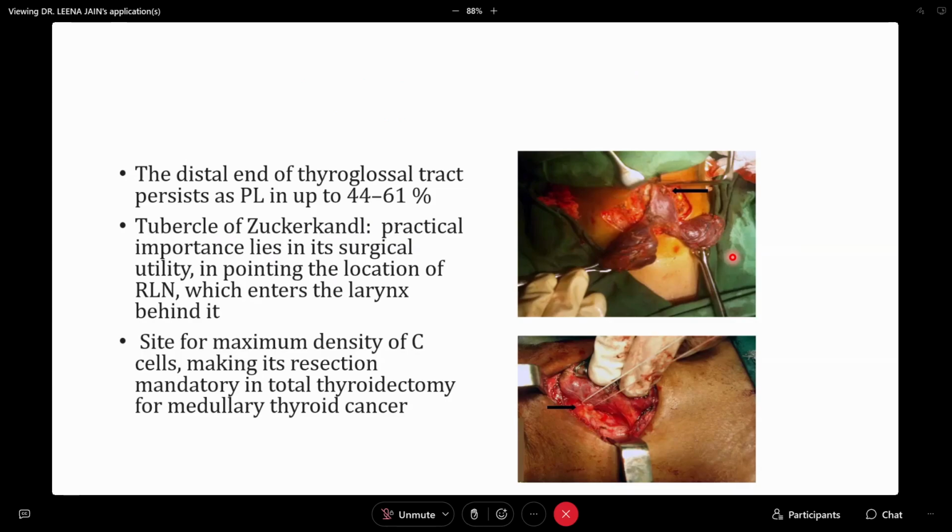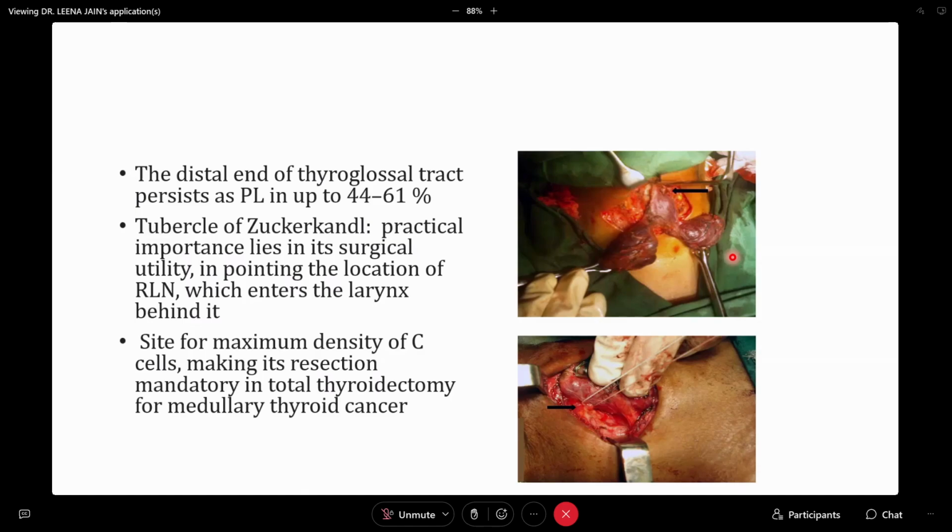There are a few important anatomical structures in and around the thyroid gland which we should consider, especially when doing surgeries. The first is the pyramidal lobe. It is present in around 44 to 61% of cases and arises from the superior border of the isthmus. Mostly it is in the paramedian position, more on the left side, and it is a thickened fibrous band.